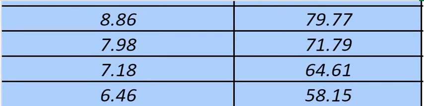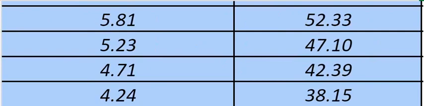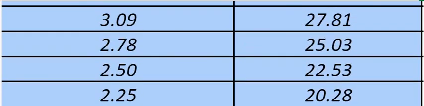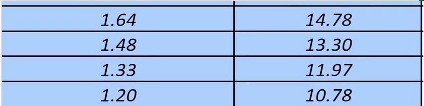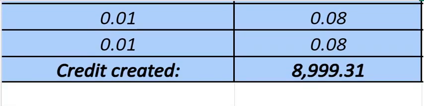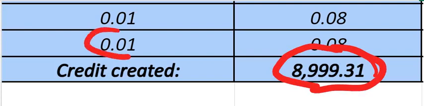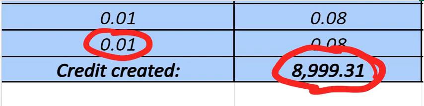Again, I remind you, this is the original €1,000, and this is still creating credit. All these customers are getting very small loans. 10% is held by the bank, and the remaining 90% is loaned out. As we go right down to very small figures, we can see that €9,000 has been created. We're now down to deposits of 1 cent. So €9,000 has been created from that €1,000.